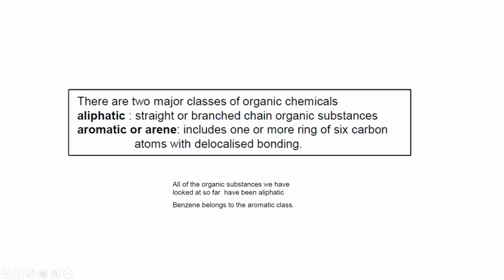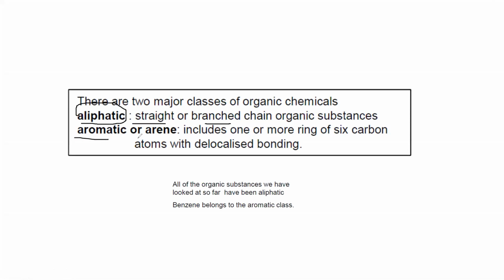Next topic is arenes. First, how we define arene. These are hydrocarbons. There are two major classes of hydrocarbon in organic chemistry. Aliphatic. What is aliphatic? It means it can be straight, it can be branched, or it can even be a cyclic compound.